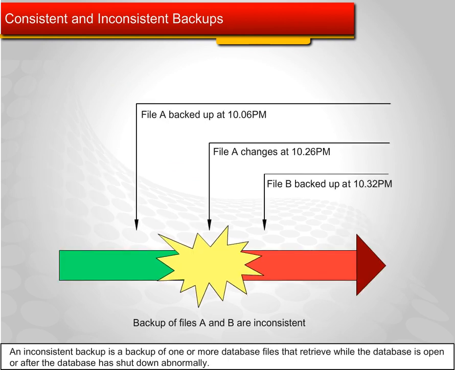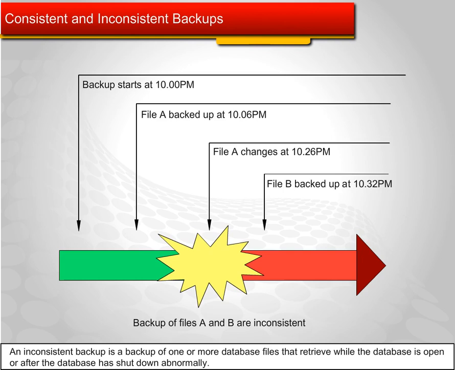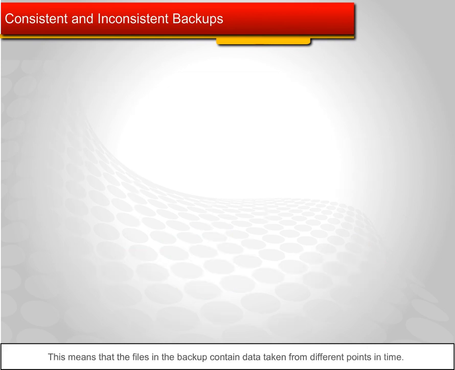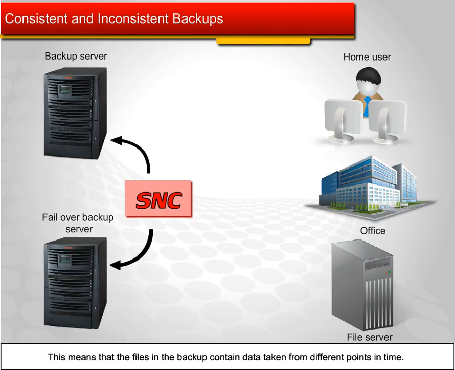An inconsistent backup is a backup of one or more database files that is retrieved while the database is open or after the database has shut down abnormally. This means that the files in the backup contain data taken from different points in time.